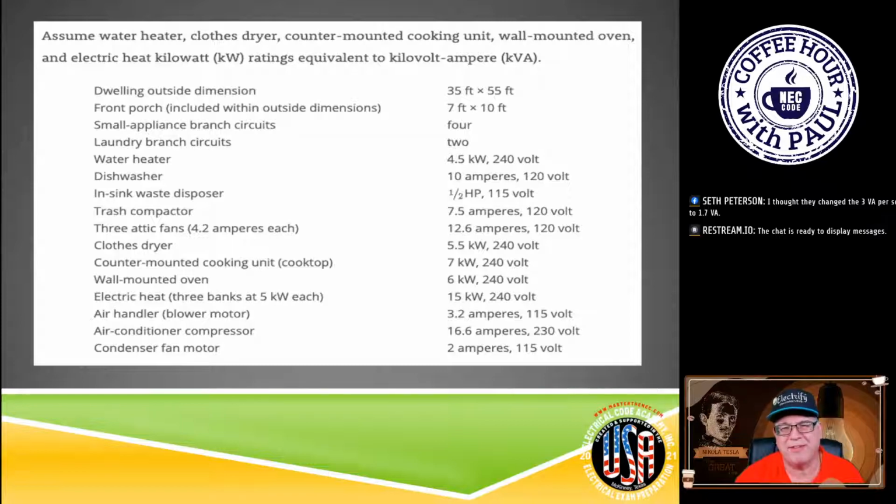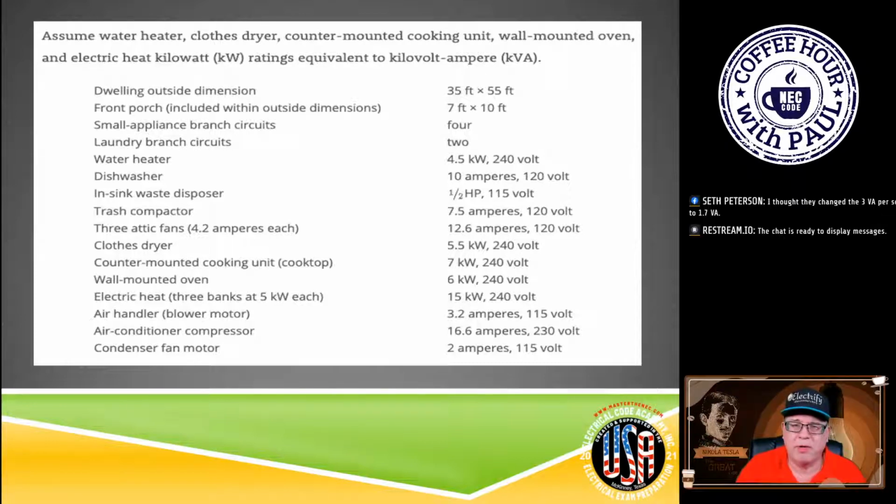Laundry branch circuits, it's going to be a minimum of 2. Well, not a minimum of 2. We only need 1, but in our case, we got 2. Next is a water heater, 4.5 kW, which is the same as 4.5 kVA. And of course, I like to work things down to the VA. So 4,500 VA. But remember, again, kW is equivalent to kVA.